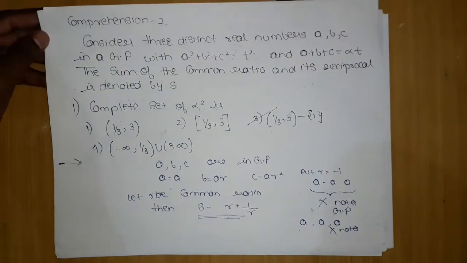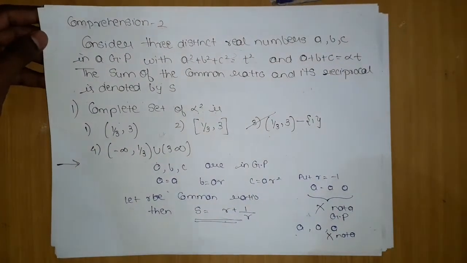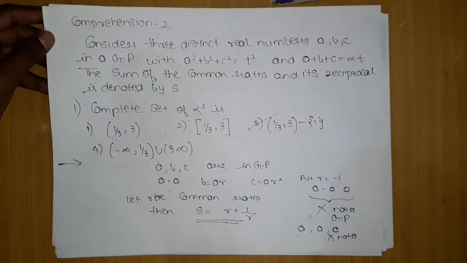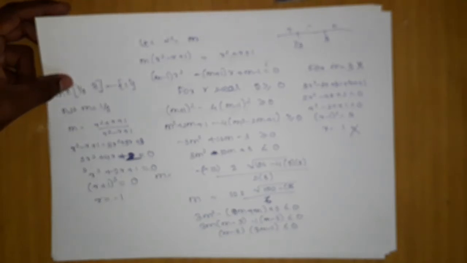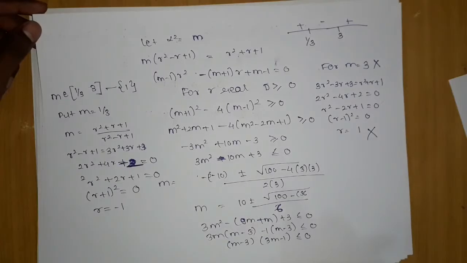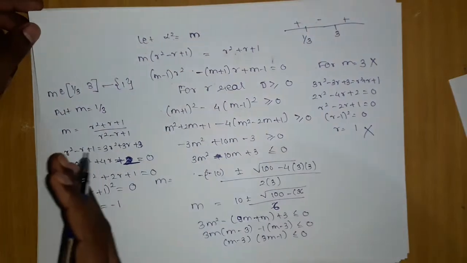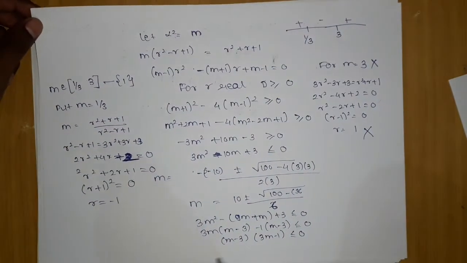Hope you have understood. I tried my best to make you understand each and every step, why we consider the terms and all the given conditions. Hope you understood how I got this set, the reason for rejecting 1 by 3, and why we rejected 1. All these steps are clear.